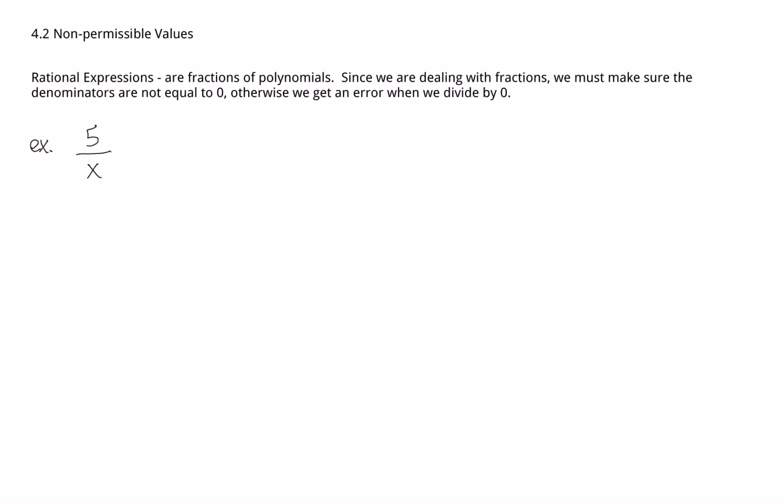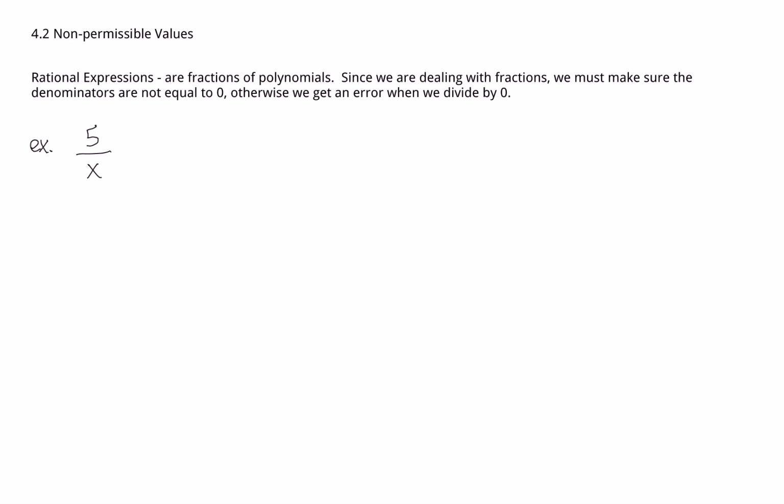Okay, today we're going to look at non-permissible values. So first of all, we've got to figure out why we're doing this. Our unit is on rational expressions, and the key thing to understand is a rational expression is a fraction of polynomials. So that means we get fractions like regular fractions, we get fractions that have x's, x squareds, and so on. But since we have a fraction, we can never divide by 0.